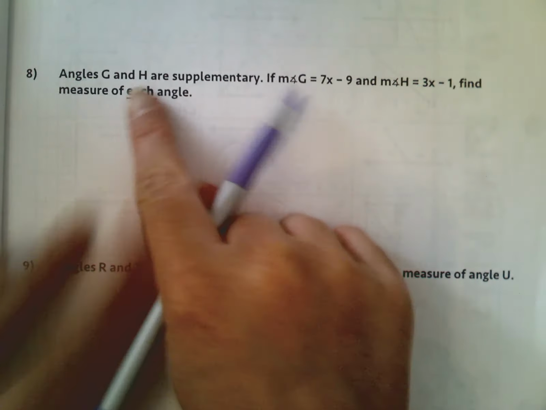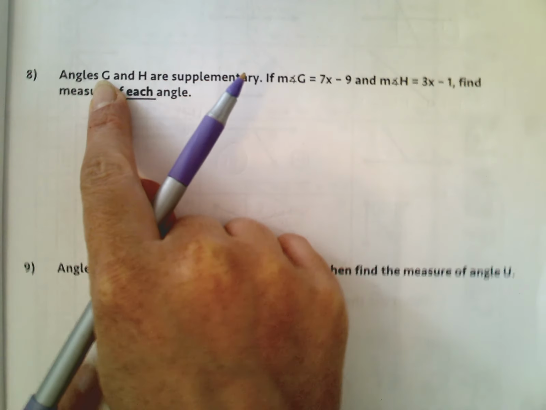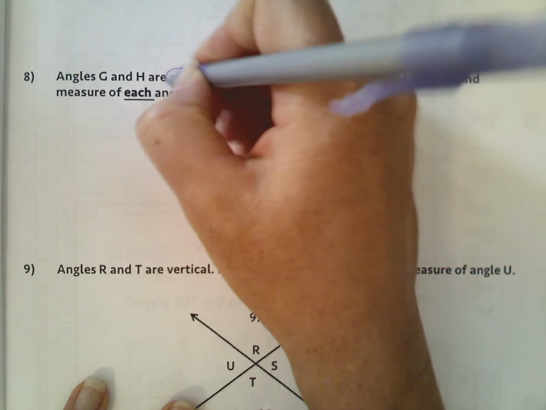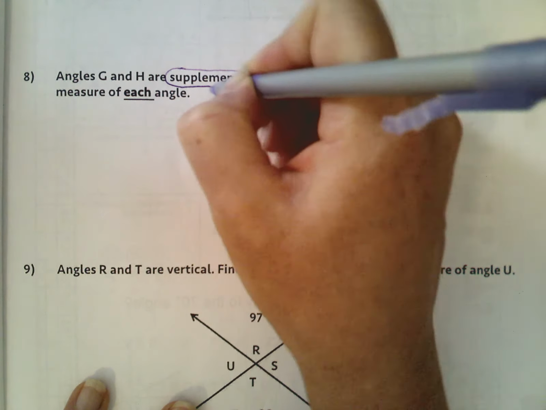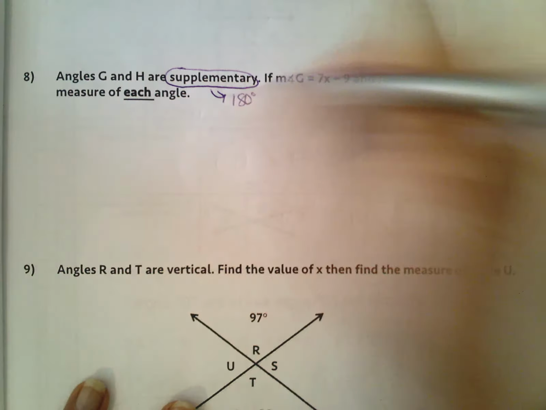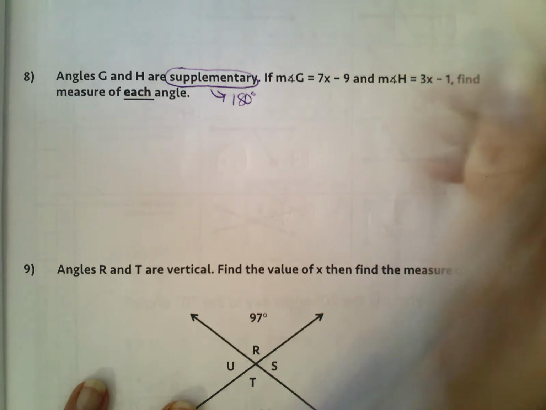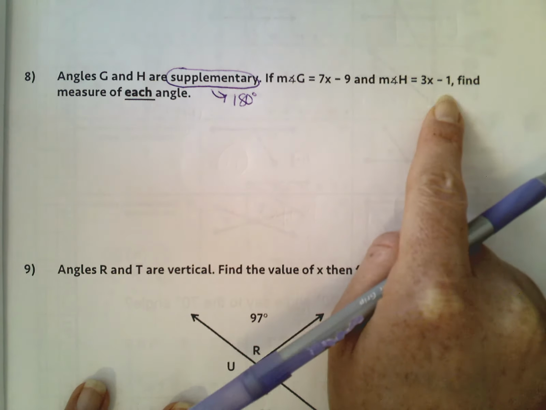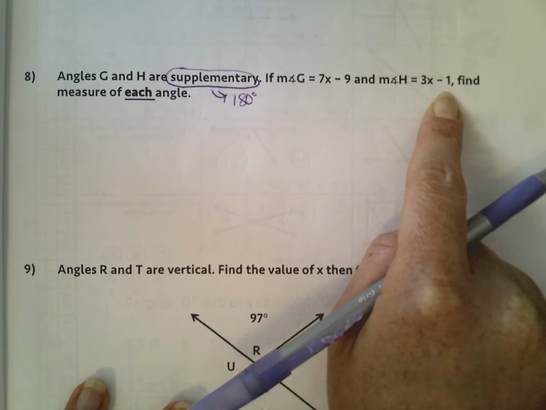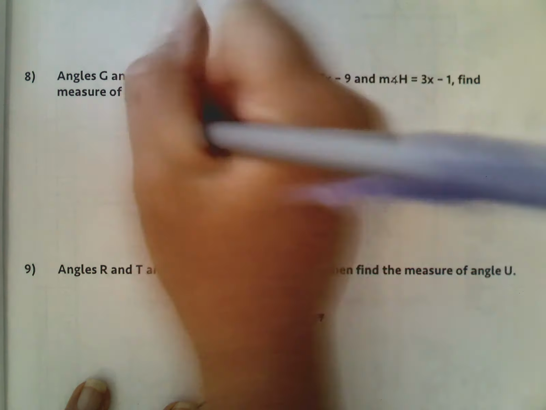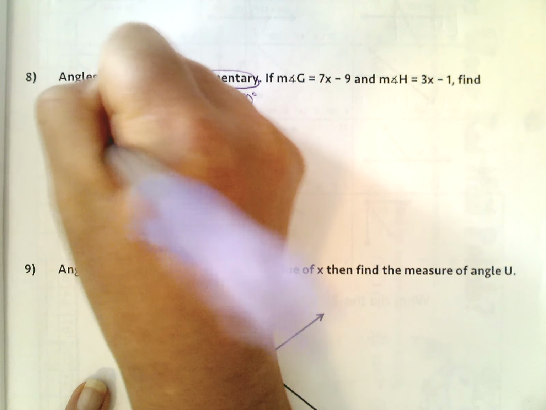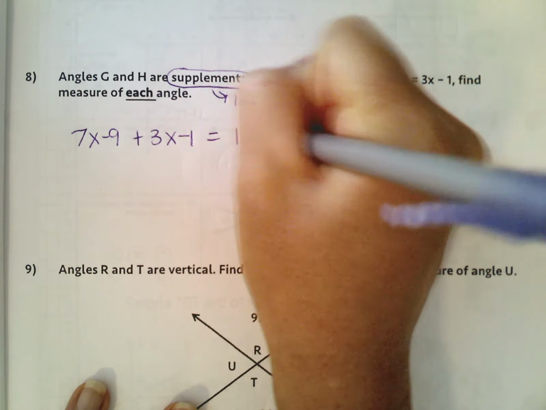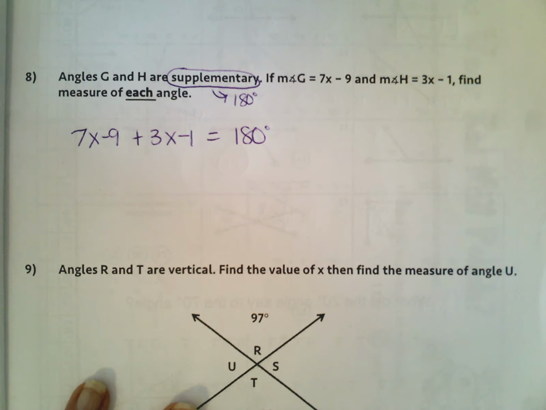Angles G and H are supplementary. So that tells me the two angles add up to 180 degrees. So measure of angle G is 7x minus 9. Measure of angle H is 3x minus 1. So I'm going to add those two up and set them equal to 180 degrees.